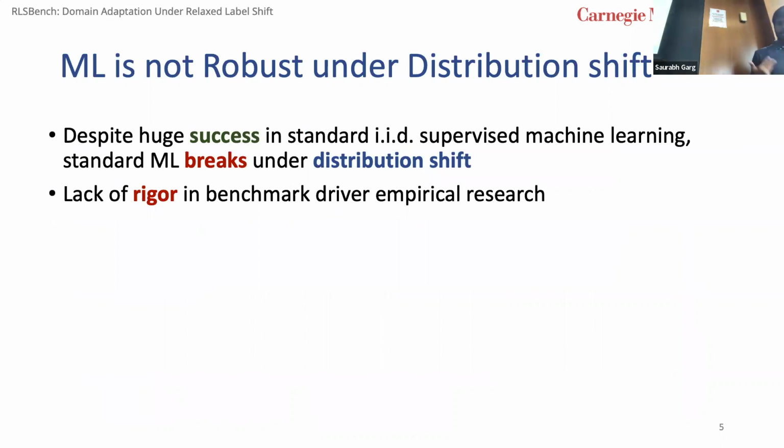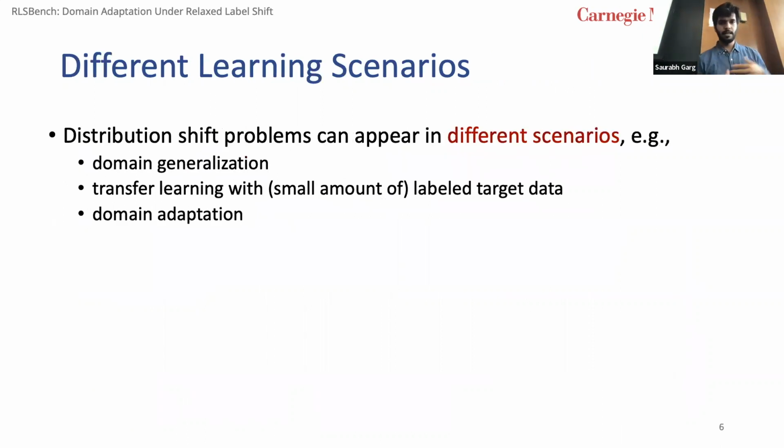The progress in the community has focused on benchmark driven empirical research. However, in this talk, I'll try to highlight, in one specific problem, that there has been some lack of rigor in that benchmark driven progress, and we'll highlight some issues and try to fix them empirically.